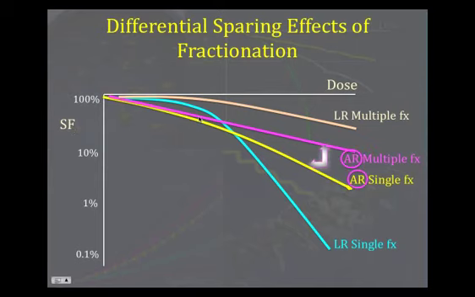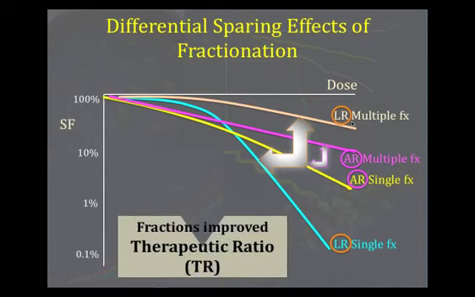But what do we gain with that? If you can see here, that's what we lose in terms of cell killing for acute responding tissues. And that's what we gain when we are fractionating late responding tissues. That's the case of the brain. So basically, fractionation improves the therapeutic ratio.